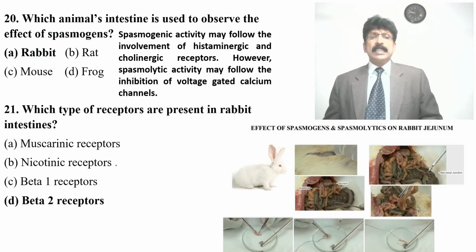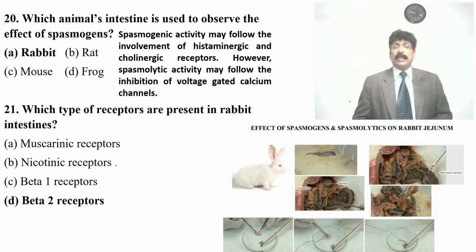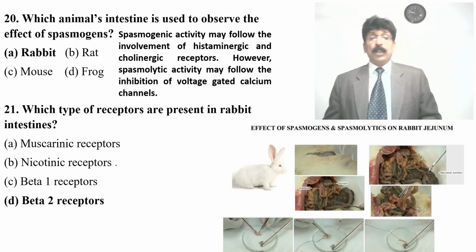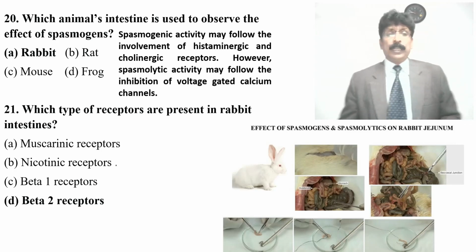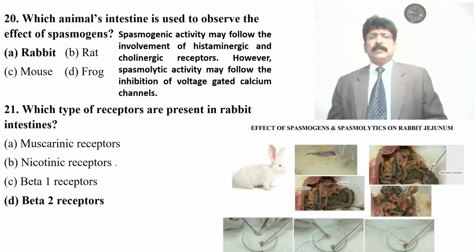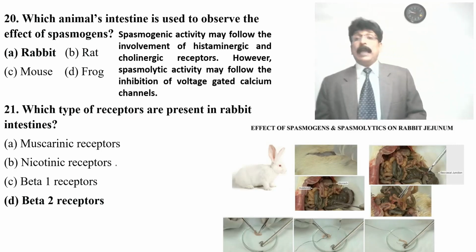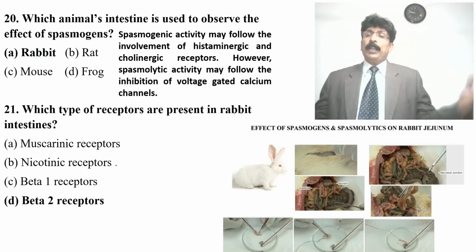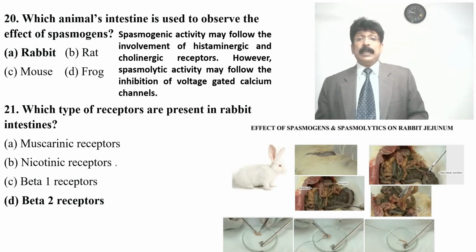Which type of receptor is present in the rabbit intestine? This is also a question I gave as an option in short. They have given a choice of muscarinic receptor, nicotinic receptor, beta 1 receptor and beta 2 receptor. When you think about the intestine, we know that M1, M2 receptors are present. But we should not think that that answer is correct.